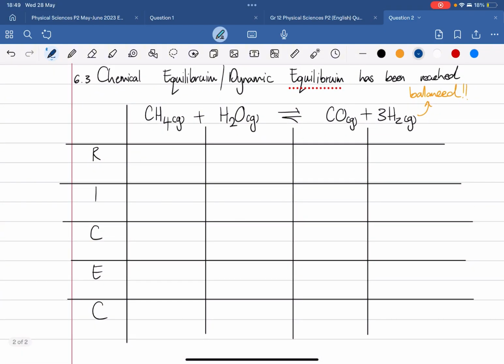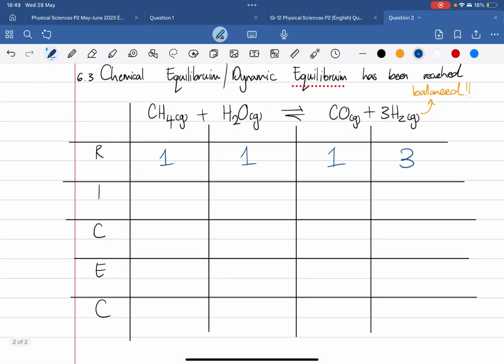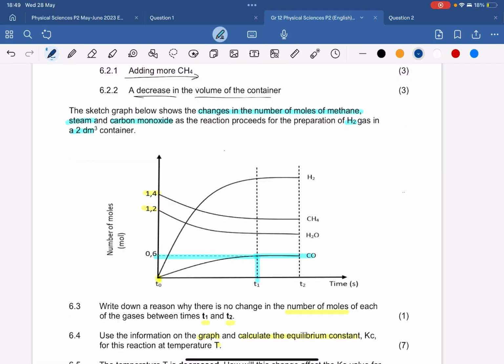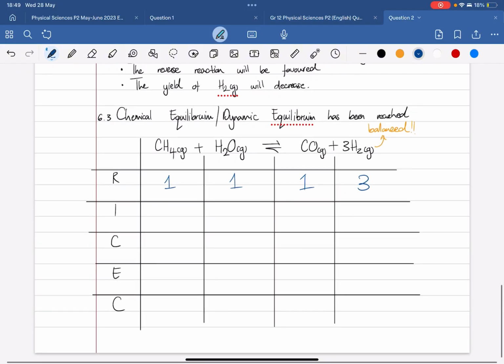So when we write our chemical ratio, so remember R stands for ratio. So this is 1, hydrogen is 1, carbon dioxide is 1, and hydrogen gas is 3. Our initial number of moles, so therefore we can go straight to this graph. So if you want to test it out for yourself, please feel free to pause the video here and then try it out on your own, and then you can unpause it to see if we get the same answer.